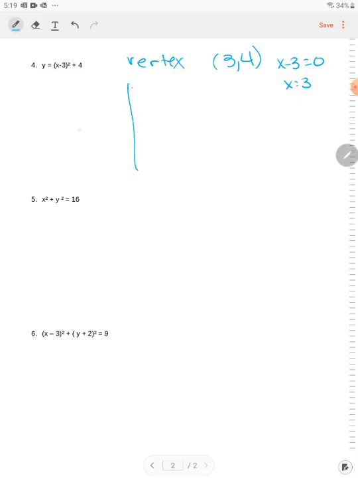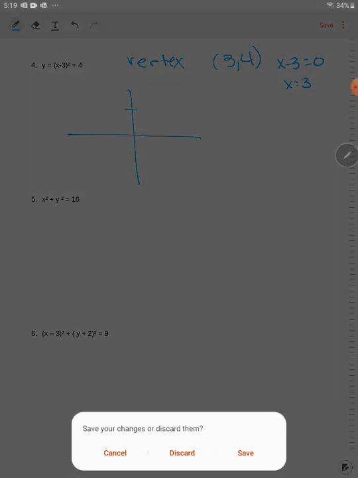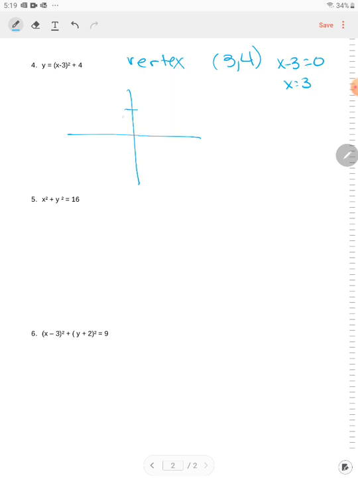So we're going to graph this point. So I'm going to graph (0, 3). Again, this one opens up. So that is not my vertex. So that is an incorrect point there. I'm going to try this again. I'm going to graph (3, 4). So I'm going to graph (3, 4) here.